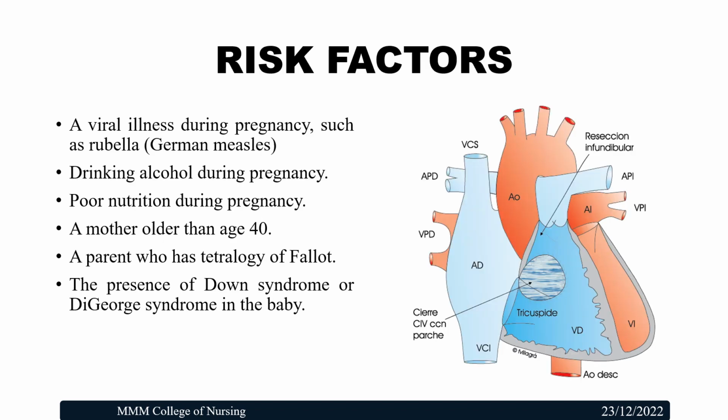So the first one, risk factors. Any viral illness during pregnancy such as rubella, drinking alcohol during pregnancy, poor nutrition during pregnancy, a mother older than age 40, a parent who has tetralogy of Fallot, and the presence of Down syndrome or DiGeorge syndrome in the baby. So these are the risk factors which can give you tetralogy of Fallot.